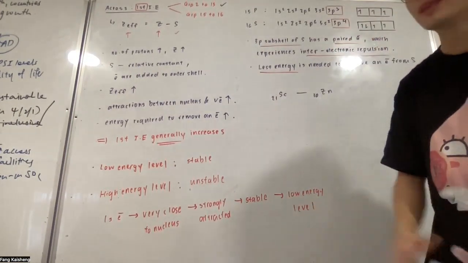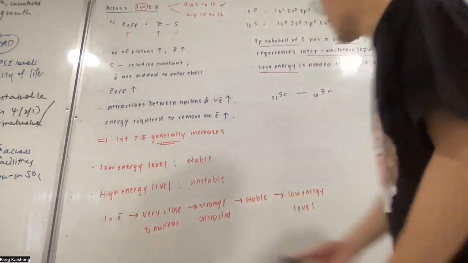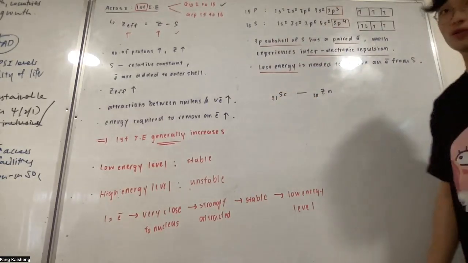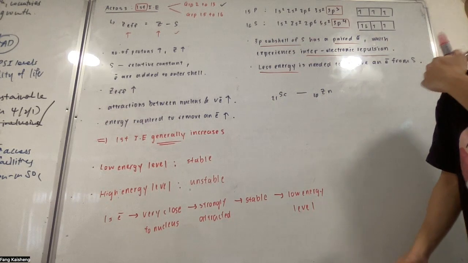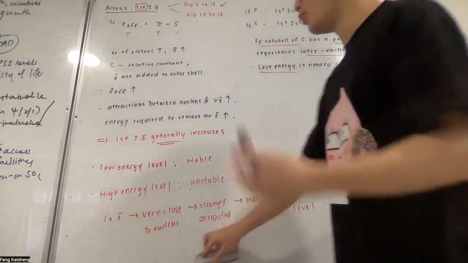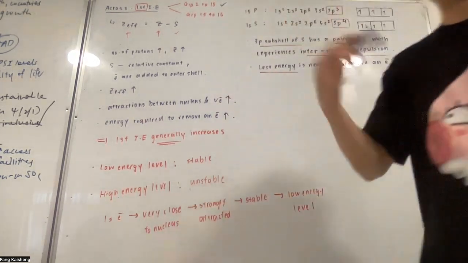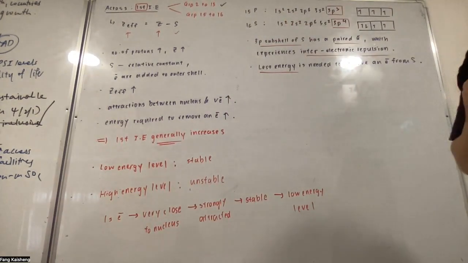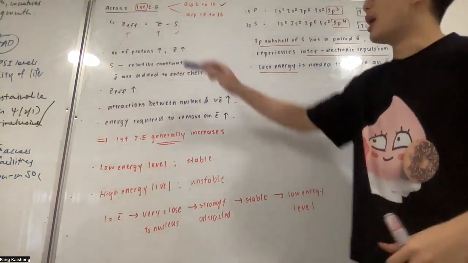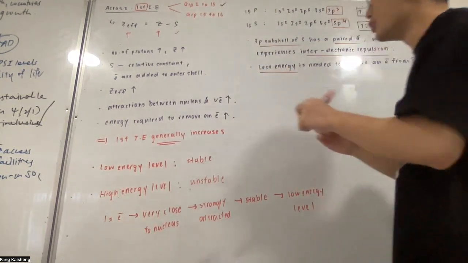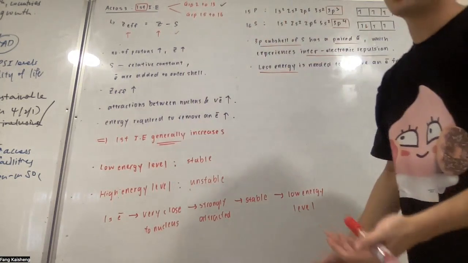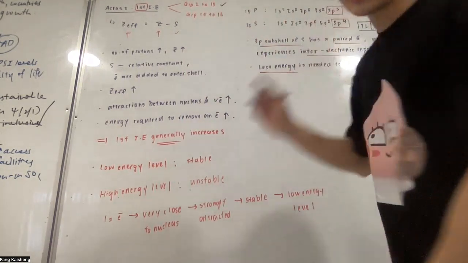What you need to know though are the trends. Is this trend across or down the group? It's going across a period. If you're going across a period, how do we explain it? We must go back to our idea of effective nuclear charge. It's the same idea, so we do the same thing, but again, we do it in point form.